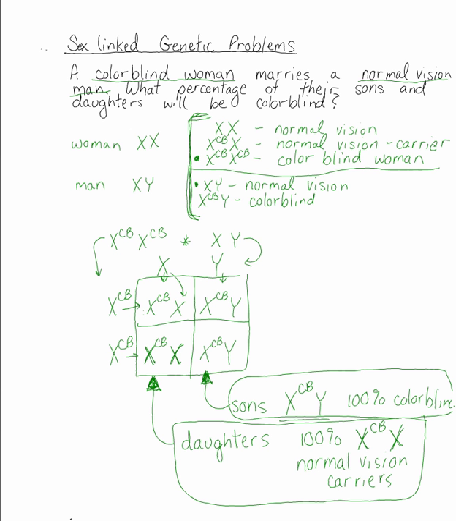Okay, so which one of these is phenotype and which one is genotype? So the XCBY is going to be genotype. The XCBX is genotype. And the phenotype is the explanation. Phenotype. Either being normal vision or colorblind is going to be your phenotype.